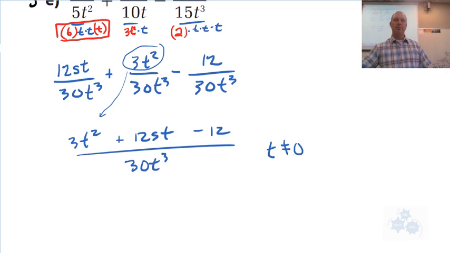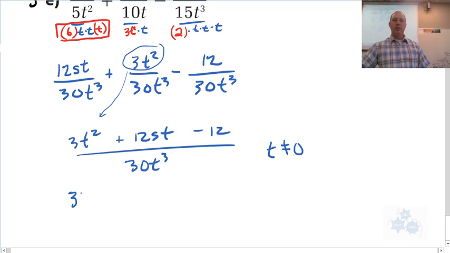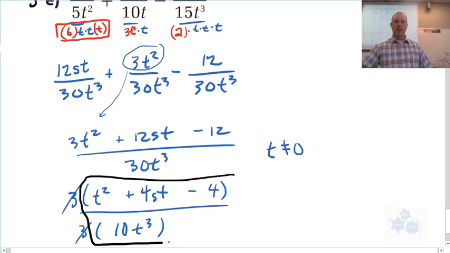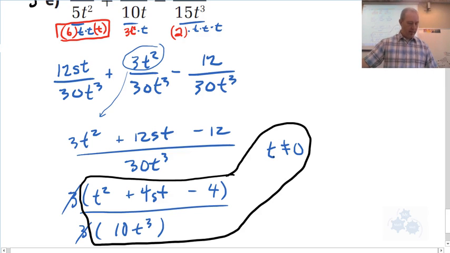Okay, so let's do that. If you take a 3 out, this is what it looks like: 3t squared plus 4st minus 4, and then on the bottom, this is 10t cubed. So the 3 is a common factor. So yeah, here's your answer. Looks like right here, right? Good. So there's your solution for 5E.